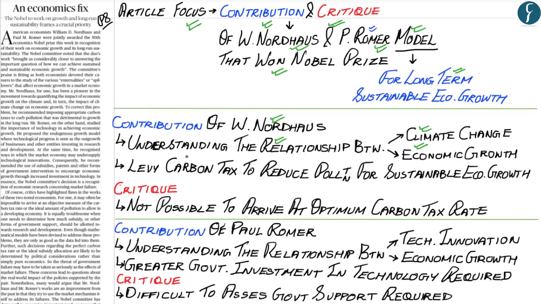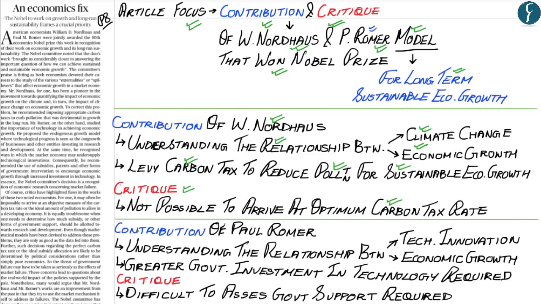William Nordhaus had proposed to levy a carbon tax so as to reduce pollution to have a sustainable economic growth. However, his proposal has been critiqued that it is not possible to arrive at the optimum carbon tax rate, wherein a lower carbon tax rate may contribute to higher pollution or a higher carbon tax rate may adversely affect long-term economic growth, and therefore it becomes extremely difficult for a country to objectively decide what should be the carbon tax rate.